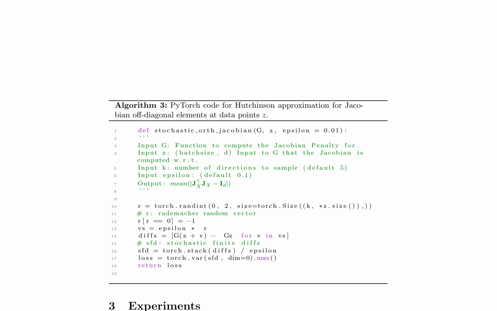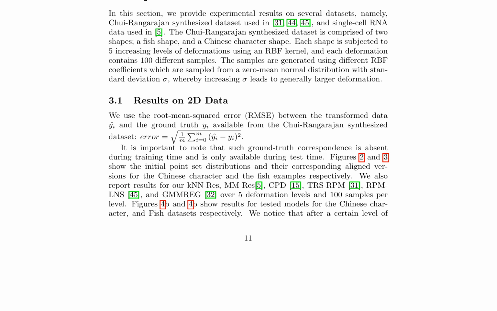The algorithm's performance is evaluated on several datasets, including the Cui-Rengarajan synthesized dataset and single-cell RNA data. For 2D data, the root mean squared error, RMSE, is used to assess the proposed model's performance and compare it with state-of-the-art models like kNN-Res, MM-Res, CPD, TRS-RPM, RPM-LNS, and GMMREG. The results demonstrate the proposed model's effectiveness in aligning point sets under various deformation levels and sample sizes.